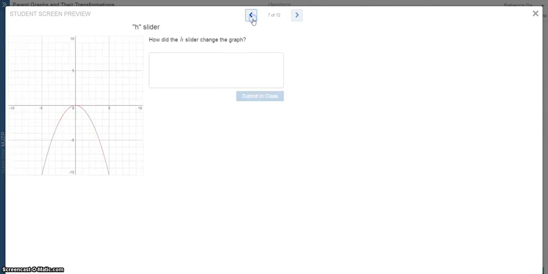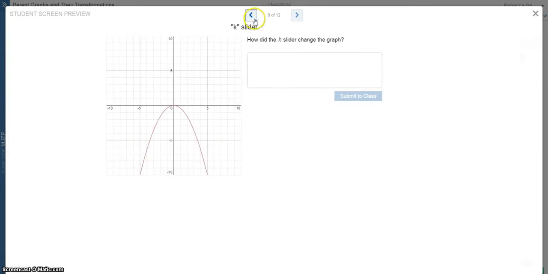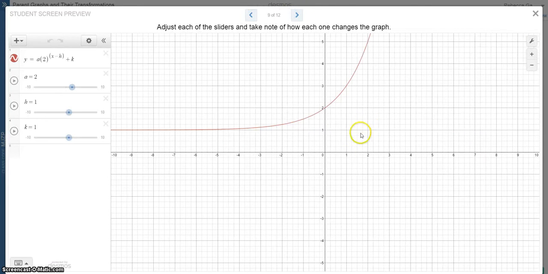So I'm going to come back over here and just take these notes as well, because a works the same way no matter the function. It will always do these things to the graph. Alright, so that's an introduction to A, and we're going to go ahead and do the same exact things for H and K and see where that gets us.